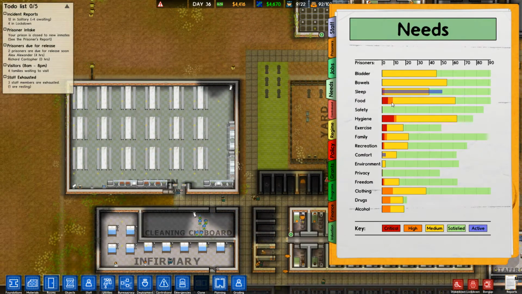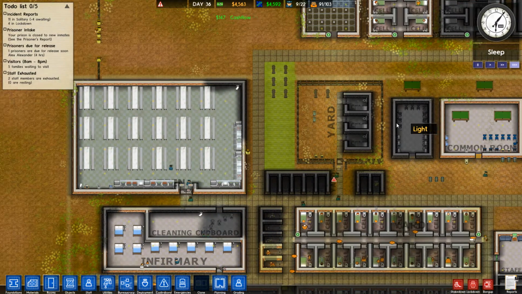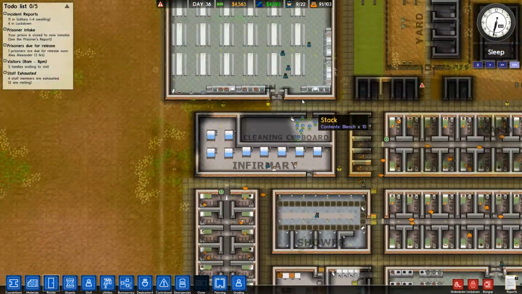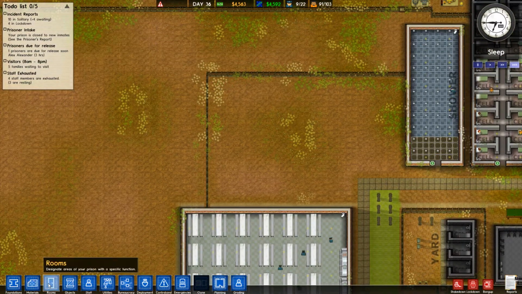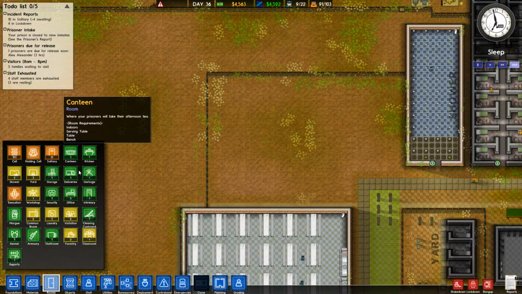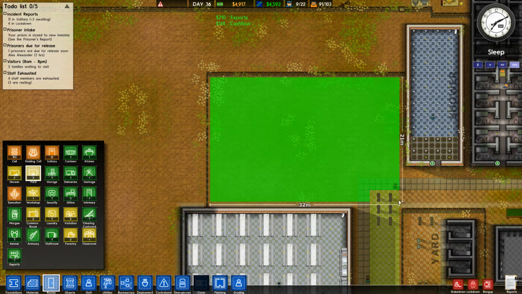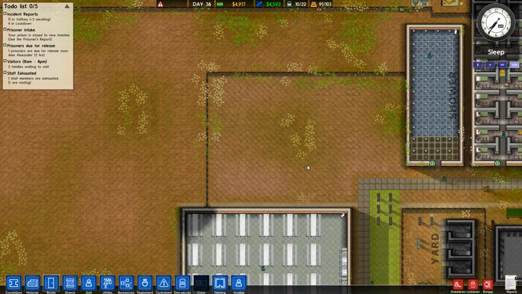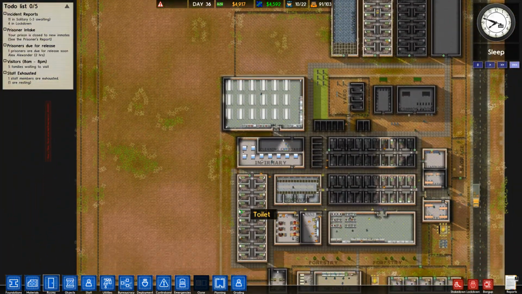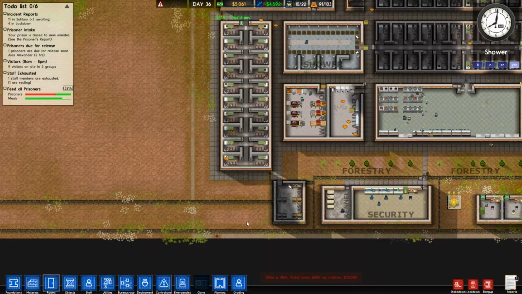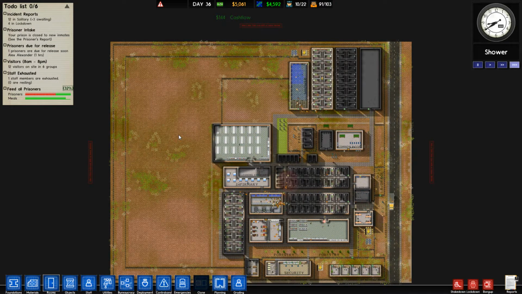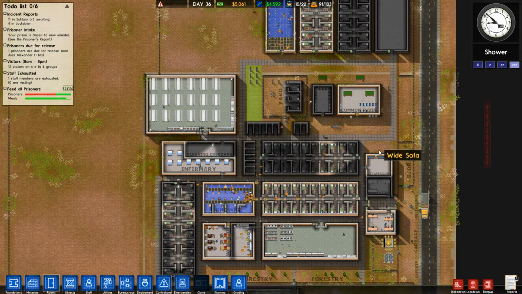Let's see how their needs are being met. Food is high, hygiene is high. So we can designate this as yard, so they have a bit more room. Yard. There. Now it's going to be interesting to see if they can throw stuff over this amount of walls. And now I can start to build in this section of the prison when I have more money, because I don't have a lot of money.